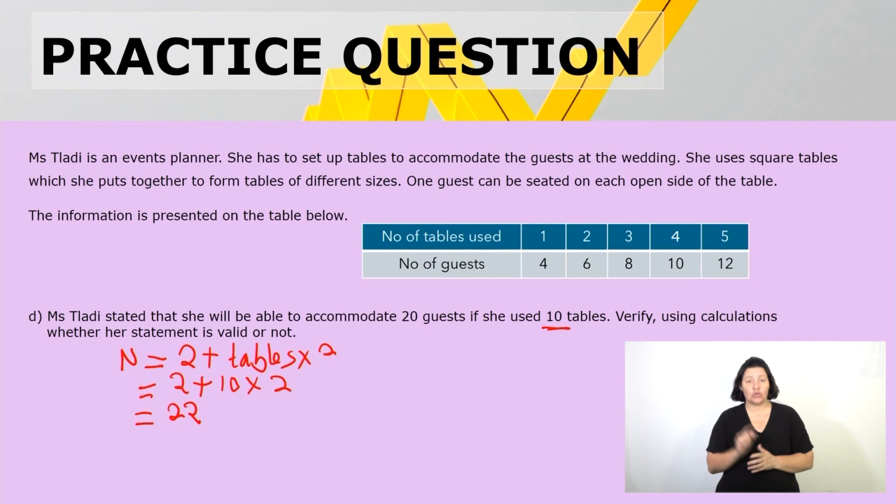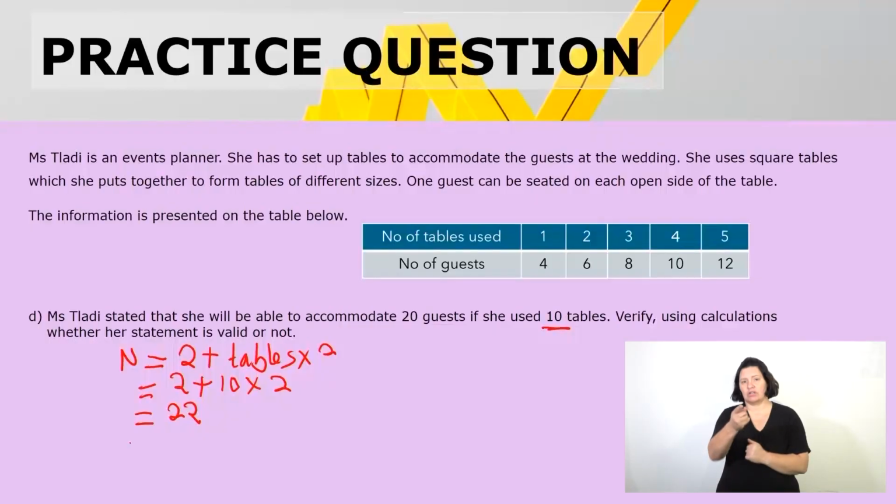So the question, remember, said verify using the calculations whether her statement is valid. So did we get 20 guests? No, we got 22. What does this tell us? It says her statement is invalid. There's always a mark for this here. So you must always give your verification, validate your verification.